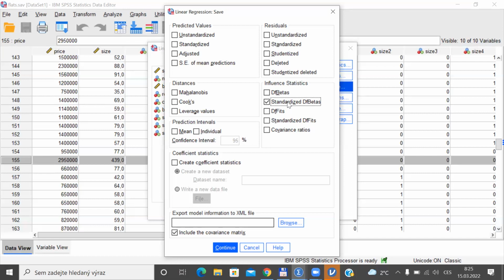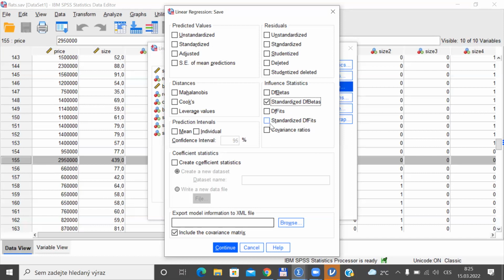Once again, 2 divided by the square root of n is the recommendation to find influentials. So it's quite a time consuming and maybe boring process to find influentials by standardized DFBetas. But believe me, this is maybe one of the most sensitive tools for detection of influentials. So that's about these standardized DFBetas.